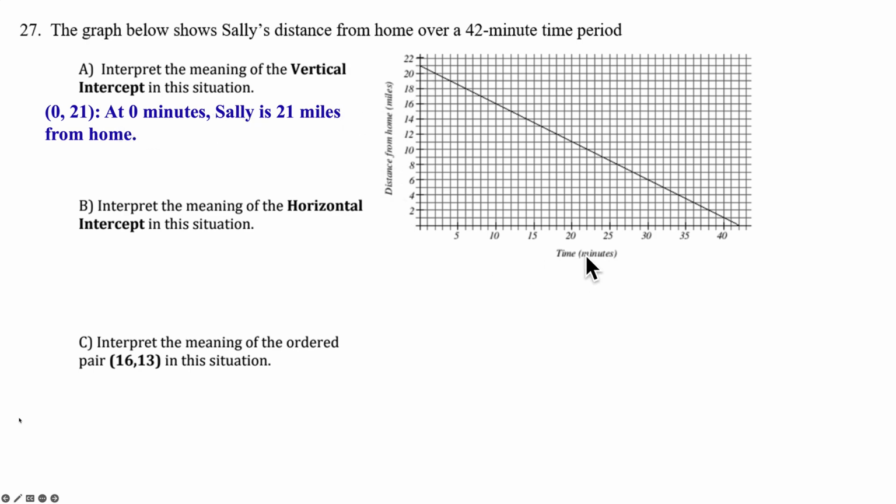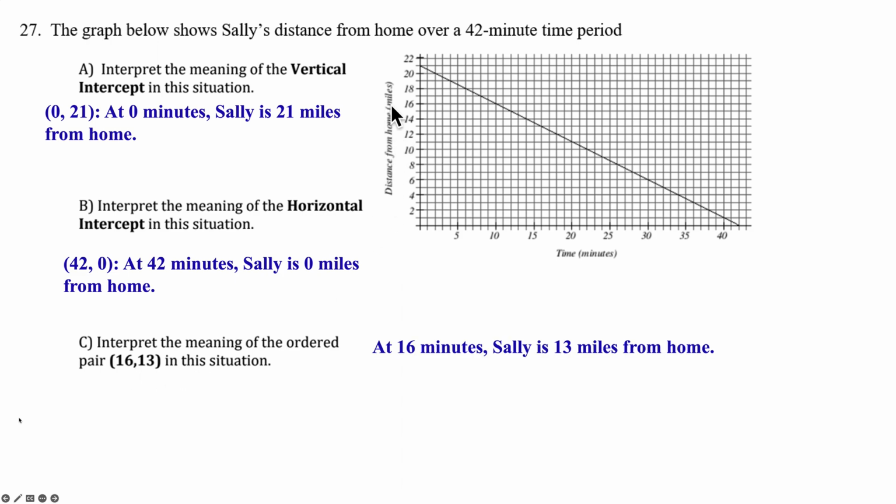Again, using the title of the x and the y axis. Horizontal intercept, let's see, 1, 2, we're counting by 1, so that's 42 minutes. We're 0 miles away from home. Interpret 16, 13. At 16 minutes, we will be 13 miles from home.